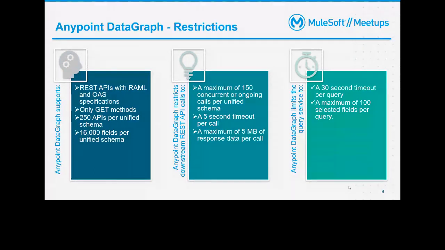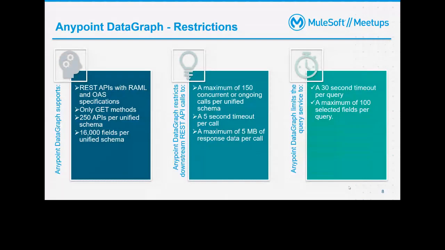Now, when you are calling a downstream REST API, there are some restrictions. A maximum of 150 concurrent or ongoing calls per unified schema. In one unified schema you can have up to 150 calls, or 150 threads, running at a time. If, let's consider, a 151st request comes, it will fail, saying 503, server unavailable. One thing with Anypoint Data Graph is that it always gives a 200 response, even in case of failure, with a data exception error.